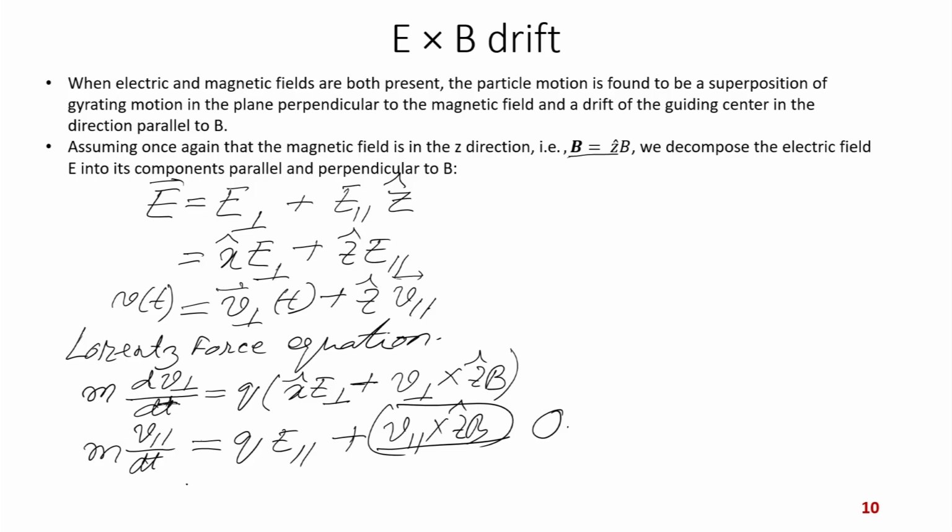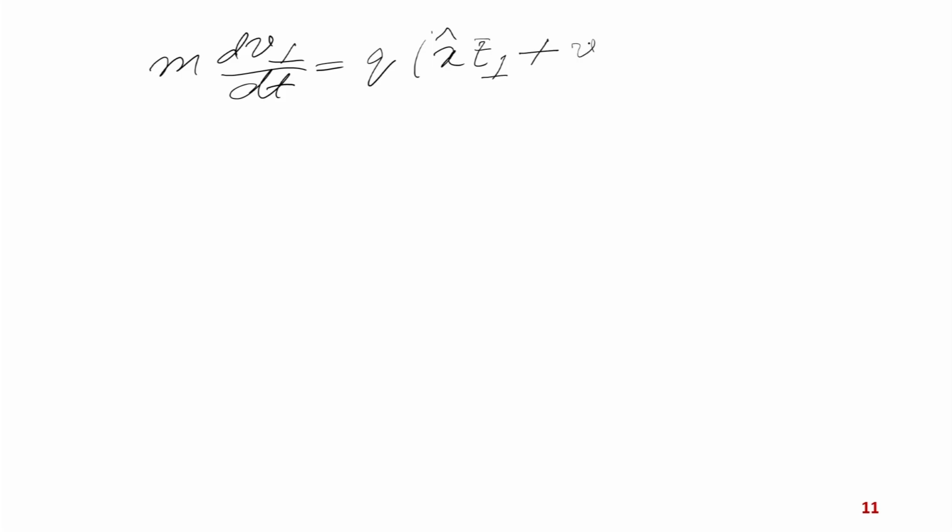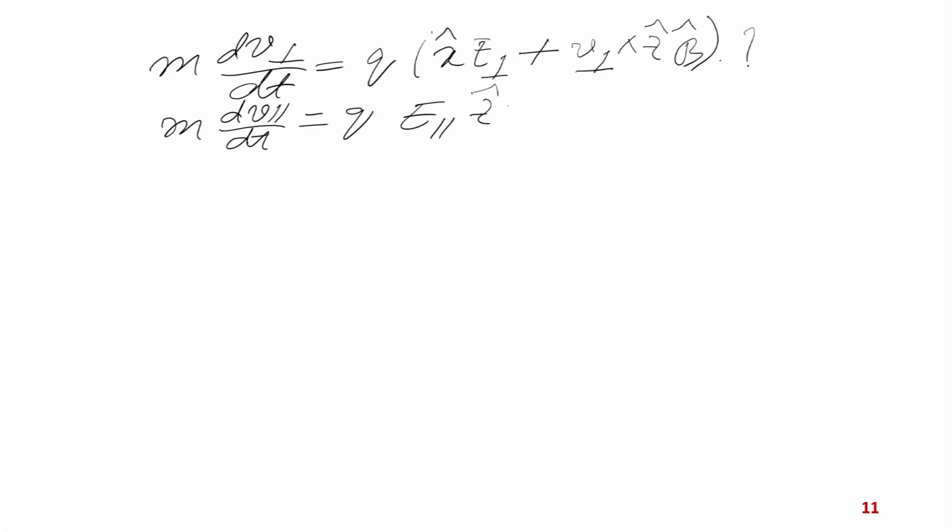Okay. So, what does this mean? It means there is a constant acceleration along B. Now we write this equation for the perpendicular component: m dv perpendicular/dt is equal to q times E perpendicular plus v perpendicular cross B, and m dv parallel/dt is equal to q E parallel z. We label this equation A.